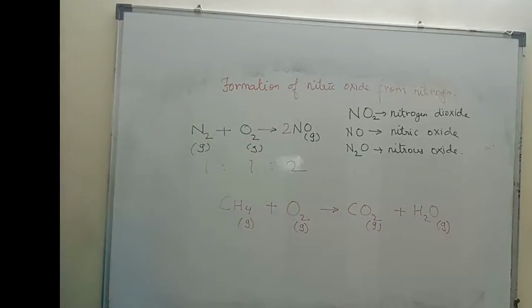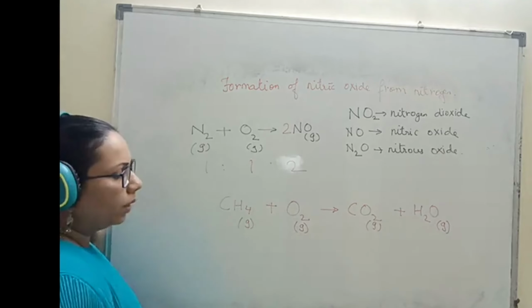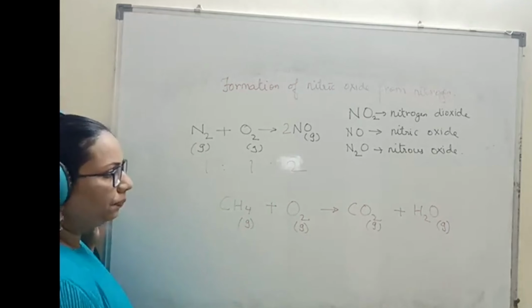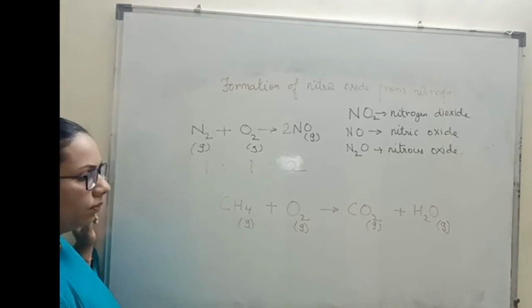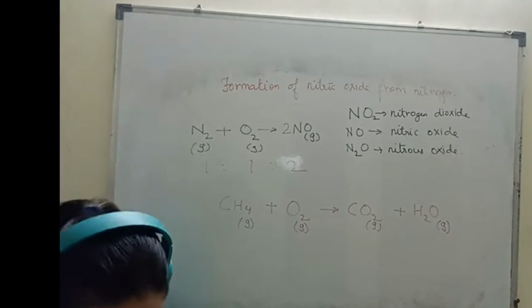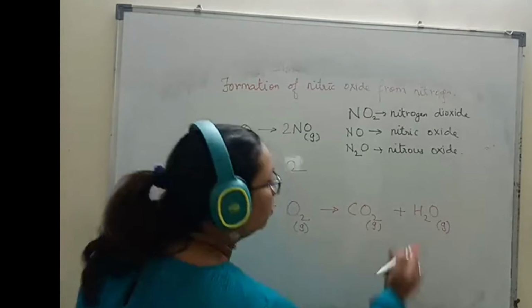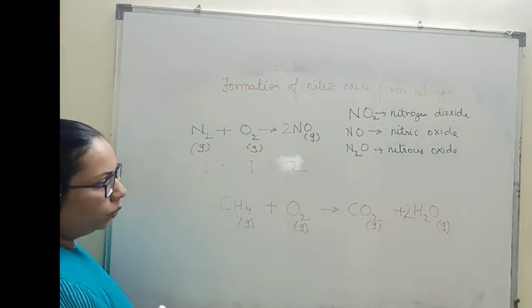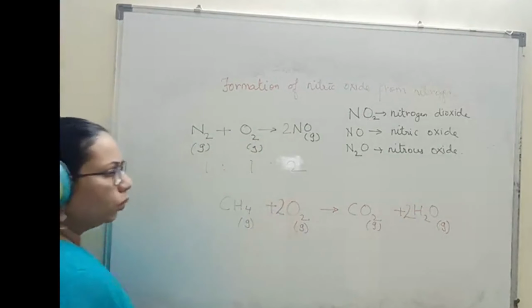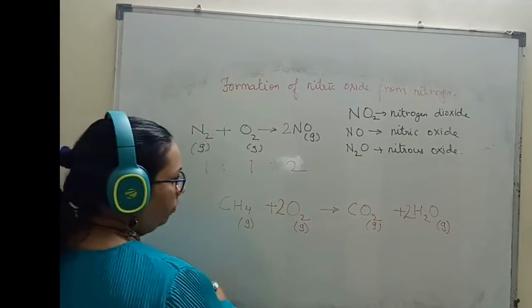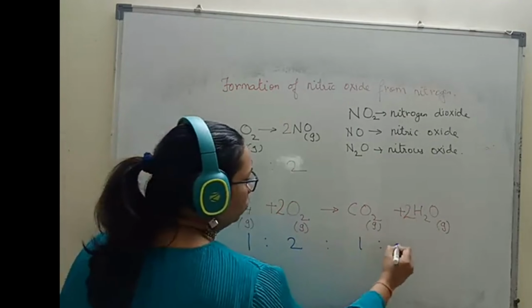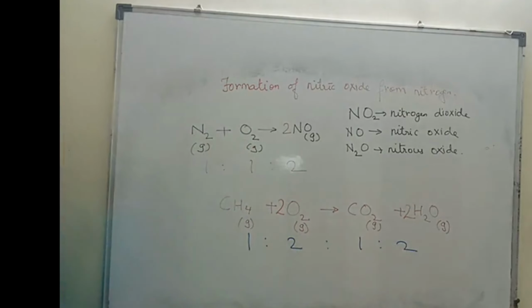First, check if it is balanced or not. Carbon is 1 and 1. Hydrogen is not balanced, it is 4. So you have to do two H2O and two O2, I think. Yes, we'll put a 2 here. So hydrogen gets balanced. And 1, 2, 3, 4. So 2 over here. Yes, 2 over 2. Now it is balanced. Okay. Correct. It's going to be 1 is to 2 is to 1 is to 2. Okay. So everyone can take a note of this.